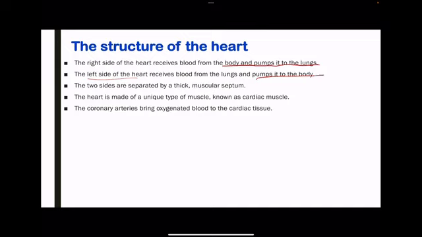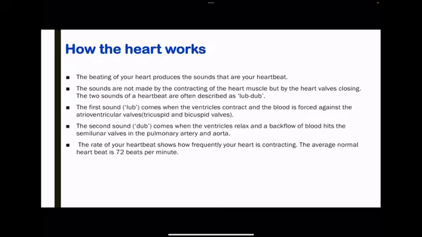The two sides of the heart are separated by a thick muscular septum. This is very important. And the heart is made up of a unique type of muscle, which we call the cardiac muscle. You'll study more about this in your 12th grade. The coronary artery brings oxygenated blood to the cardiac muscle because the heart muscle itself also needs to carry out respiration in order to sustain the muscular activity of the heart, or the contractions of the ventricle.